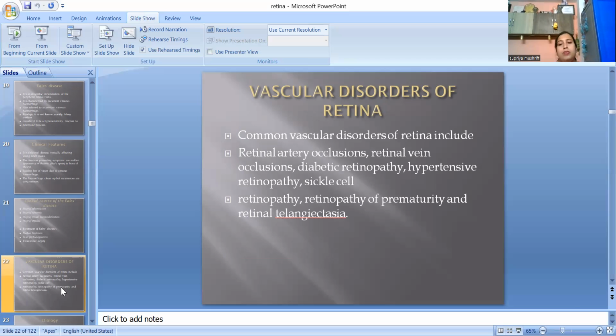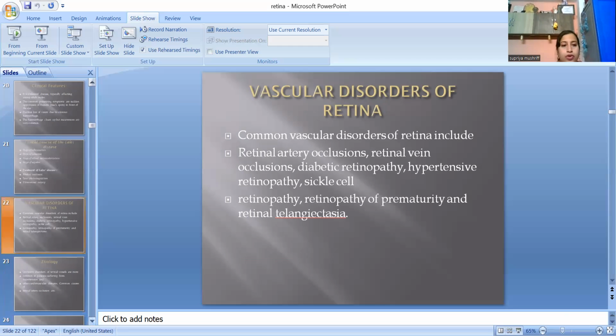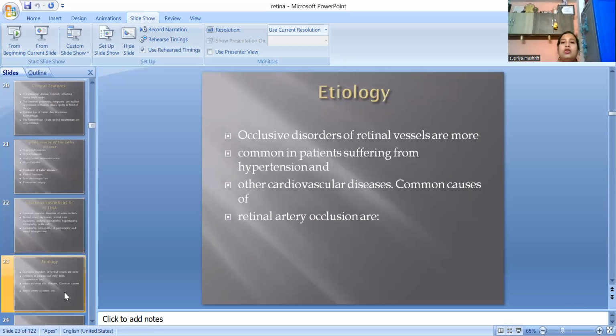And retinopathy of prematurity is also a very important topic because it deals with retinal abnormality or retinal disease in premature babies, and it affects the future eyes of our future generation. Hence, these are the various important diseases of vascular disorders of retina. Now to start with, occlusive disorders of retinal vessels.